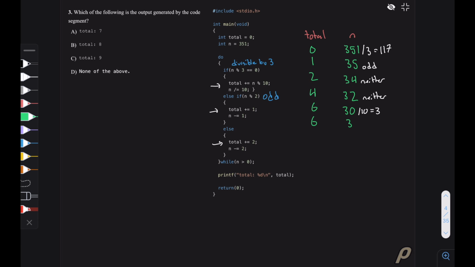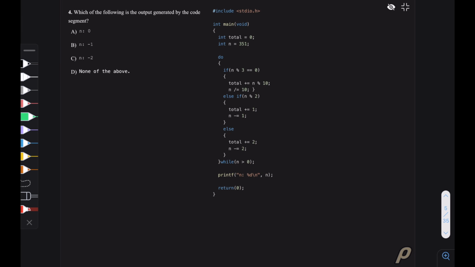And then 3 is still greater than 0 at our condition there at the bottom, so we got to do yet another loop. And if we check this first, divisible by 3, if we divide that by 3, that is obviously 1. So it is divisible by 3. So then we do total plus equals n mod 10. So total plus 3. So our total now becomes 9. And our n, we divide by 10, we now get 0. But now, in this case, n is no longer greater than 0, so we break out of our loop. And our total is equal to 9.